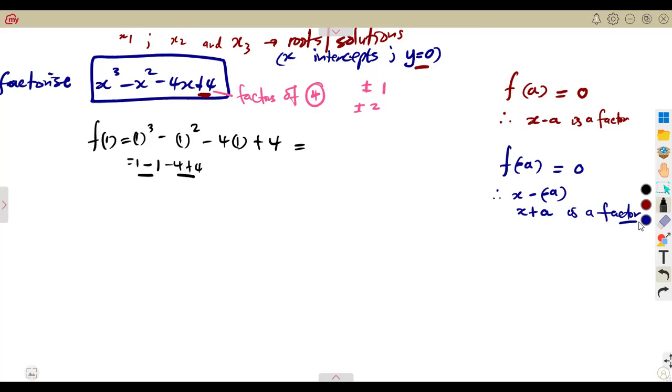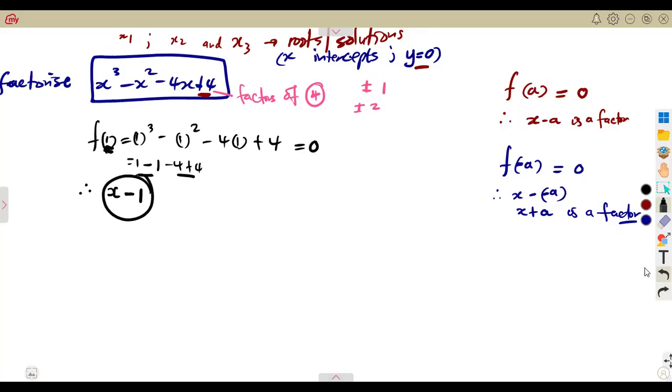So what is it that we are considering in this case? We substituted a 1 and we obtained a 0. Let's consider what we're talking about here. If I substitute a and obtain a 0, it means x minus that a is a factor. So therefore, from what we substituted, which is 1, which gave us a 0, we can say, therefore, x minus that number that you substituted, which is 1.